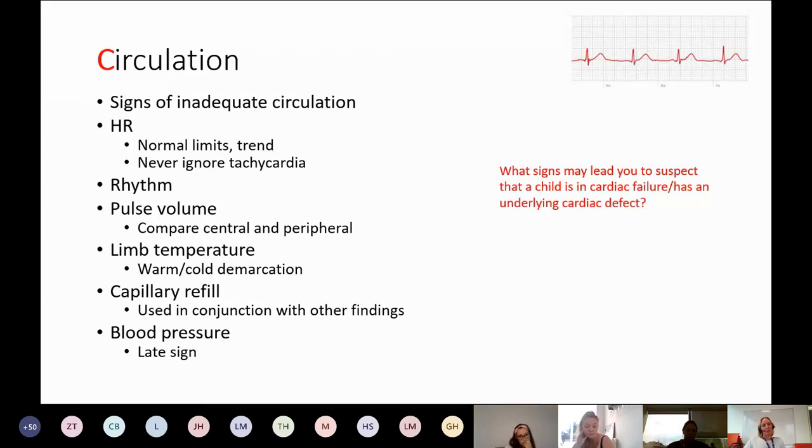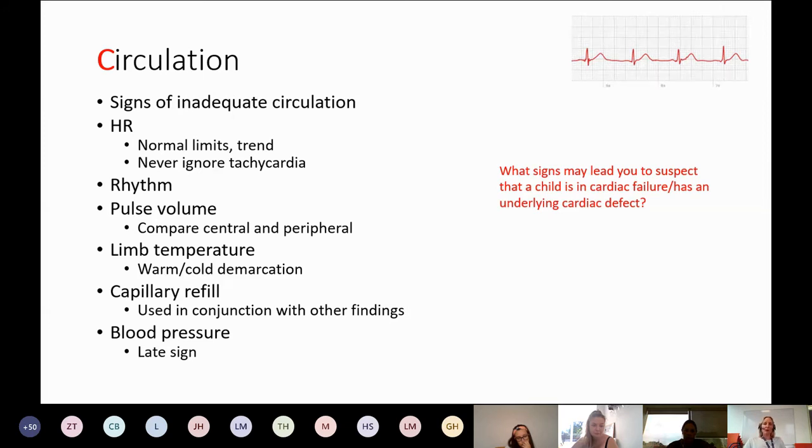And then we all know that blood pressure, dropping blood pressure, is a really late sign. You have compensatory mechanisms in your body, so you've lost 25% of your circulating volume or more before you start to lose your blood pressure. So if their blood pressure is low, that's a very ominous sign.